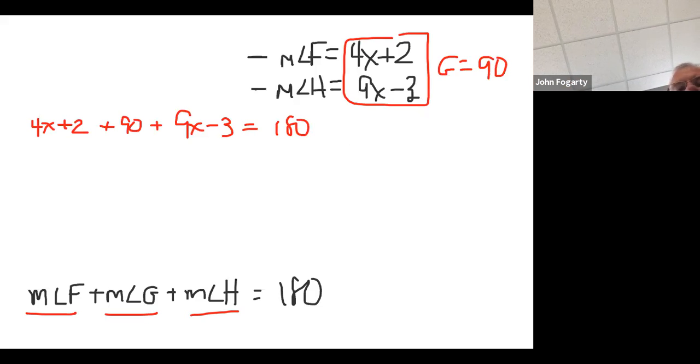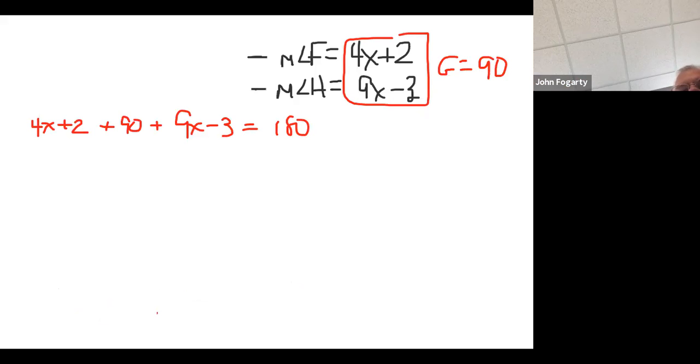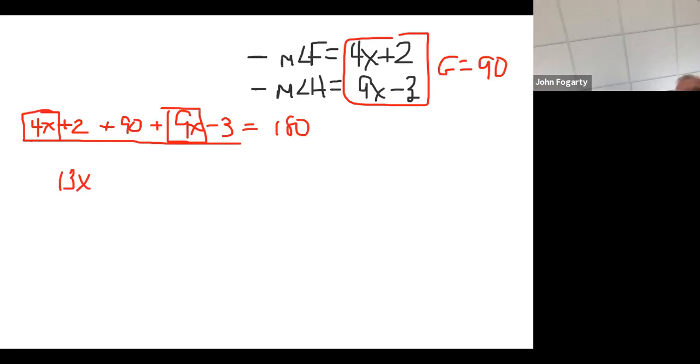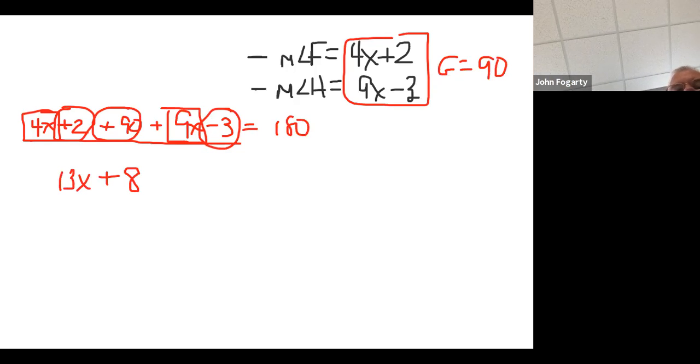All righty. So now we just follow our rules for solving equations. Let's combine the like terms on the left side, right? So I got a 4x and a 9x. What's that equal? 13x. All right, and then I got a positive 2 and a positive 90. That's 92 minus 3, 89. That equals 180. So those two equations are the same, except one is combined.